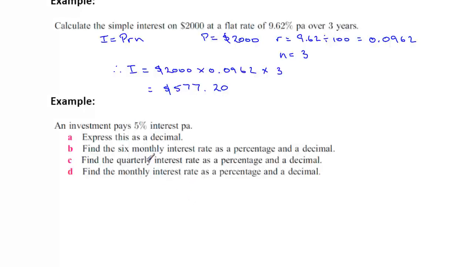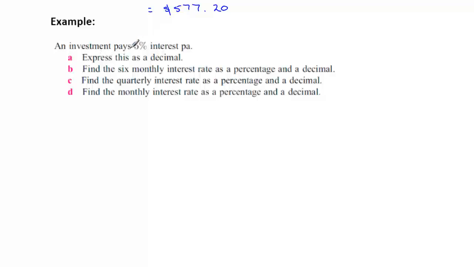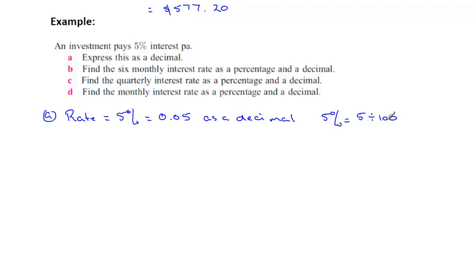Alright, let's have a look at some of the other types of questions that could be asked. I'm going to move this up the page a little bit so that we can see it and have a bit more room. So let's have a look at this. An investment pays 5% interest per annum. So investing your money, you get 5% per annum interest. The first question says, express this as a decimal. Well, the rate is equal to 5%. So if we divide that by 100, we get 0.05 as our interest rate as a decimal. Remember, we take 5% and divide it by 100 to get our answer.